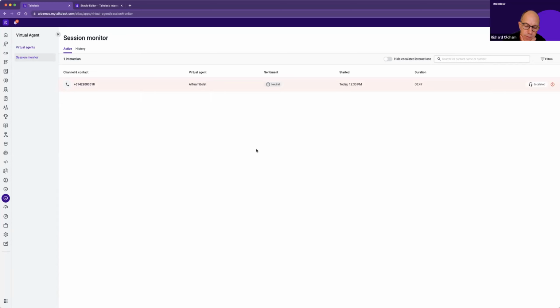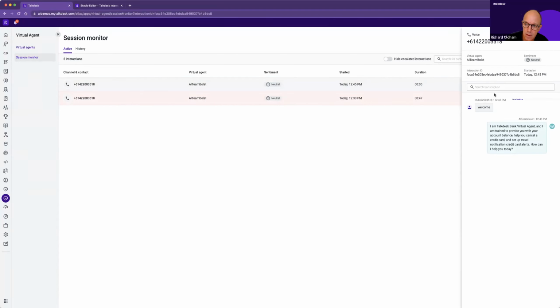I am Talkdesk Bank Virtual Agent, and I am trained to provide you with your account balance, help you cancel a credit card, and set up travel notification credit card alerts. How can I help you today? What's my closest branch? Sure, I can help you with finding your closest branch. What is your location? It's 100 George Street, Sydney. Your closest branch is located at 150 York Street, Sydney. Is there anything else that I can help you with today? No, that's all. Thank you.